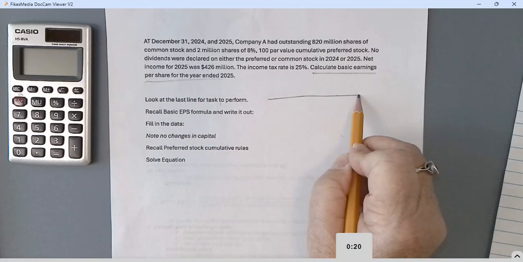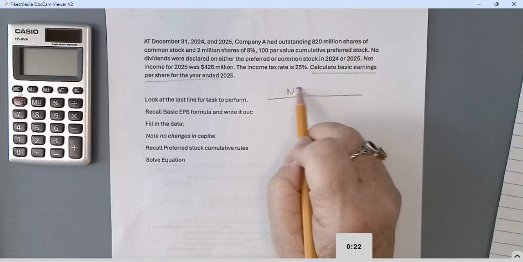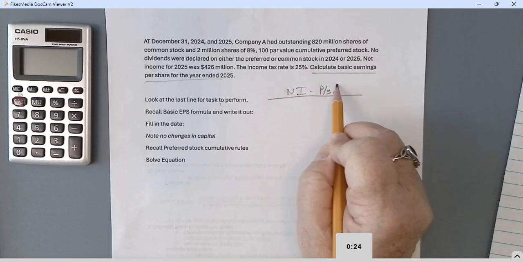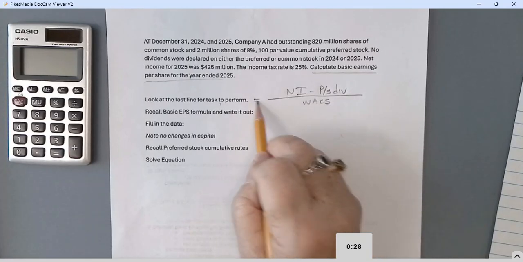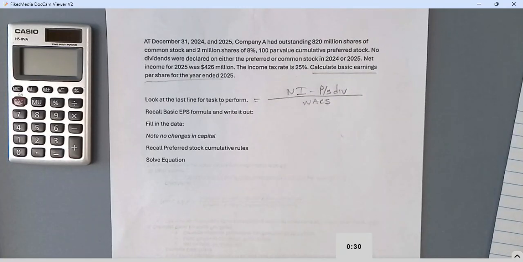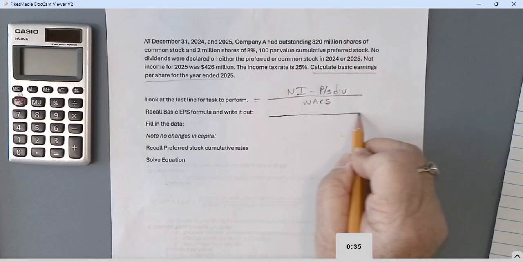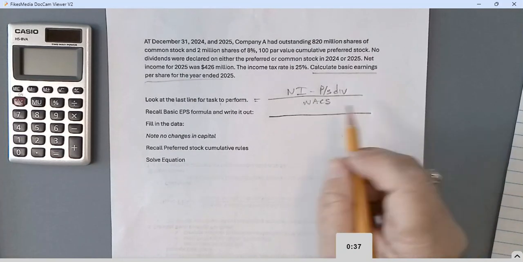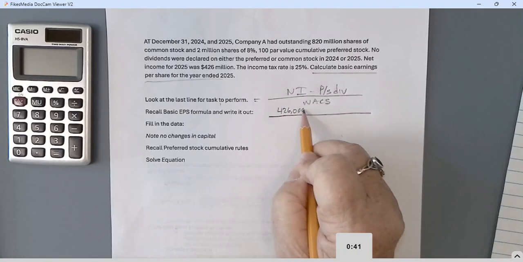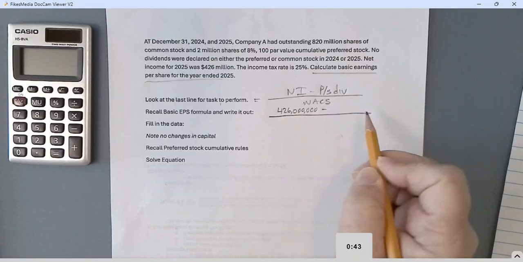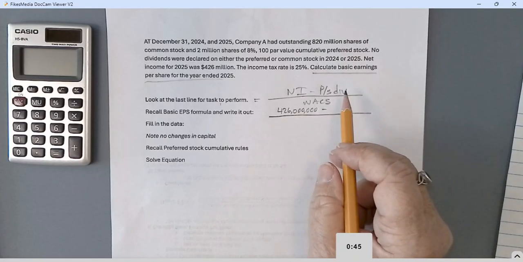So I'm going to look for my formula: net income minus preferred stock dividends over weighted average common shares. Okay, there's my basic formula. Now I'm going to start looking for the data and write that out. So my net income is 426 million. Oh boy, I could do a lot of zeros here, huh? Minus my preferred stock dividend.